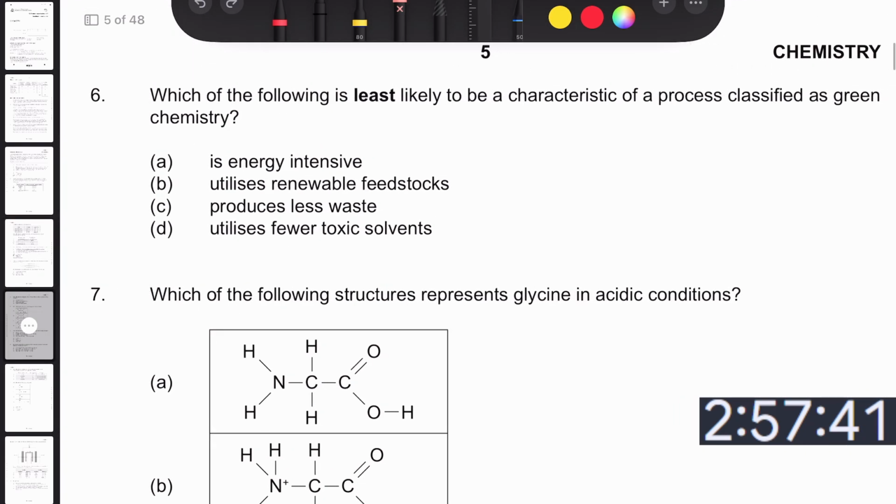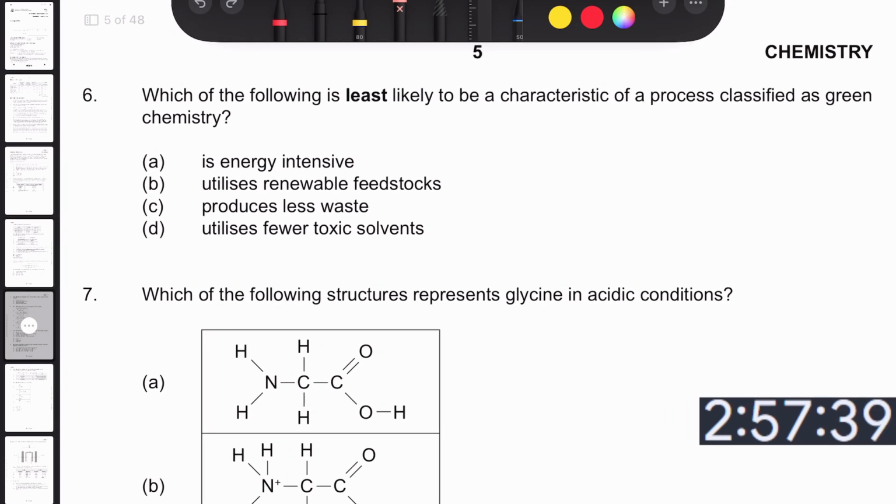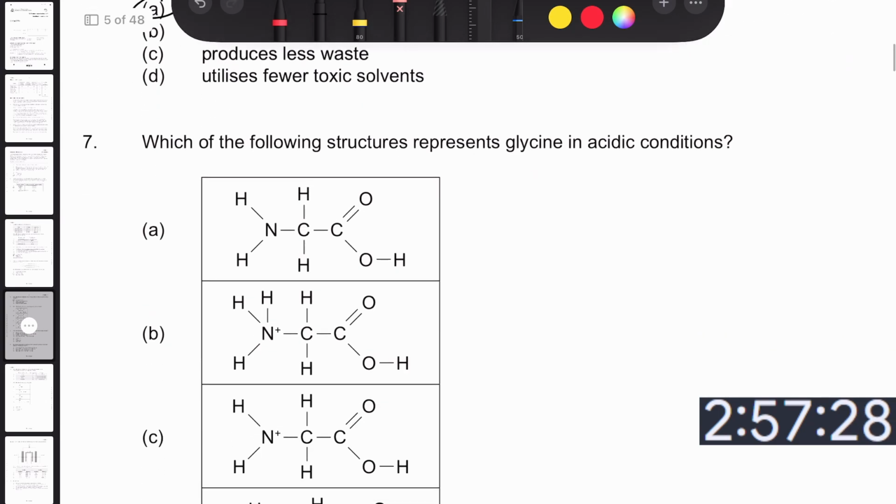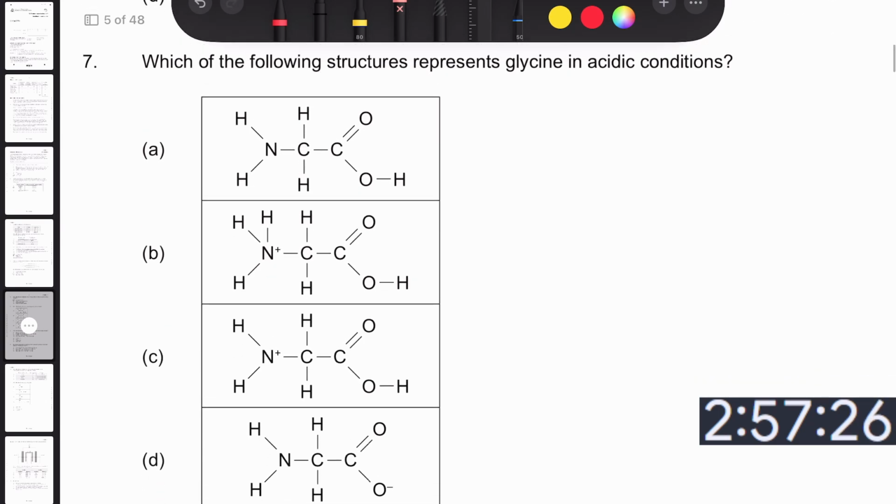Going down, which of the following is least likely to be a characteristic of a process classified as green chemistry? It's energy intensive, because we want to try and reduce energy. Which of the following structures represent glycine in acidic conditions? So we're going to have pH down, so then we're going to have the positive ion, so it's going to be this one because we need the NH3 plus, which we can see there.